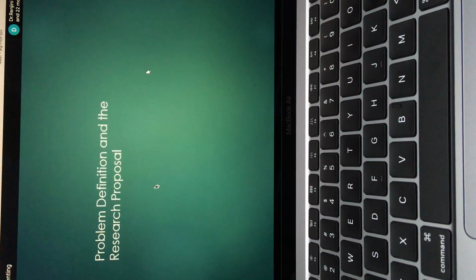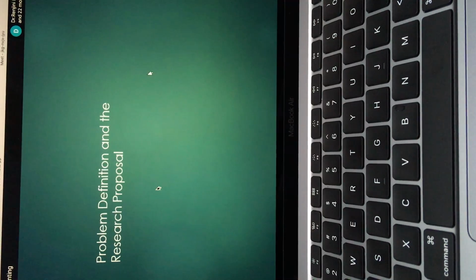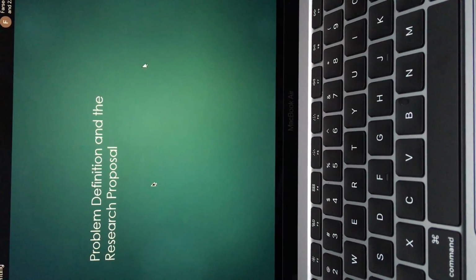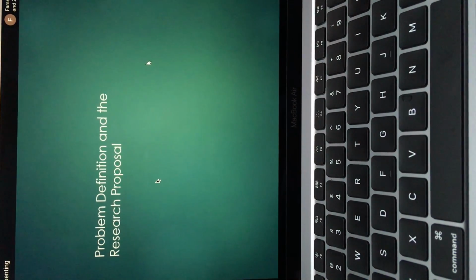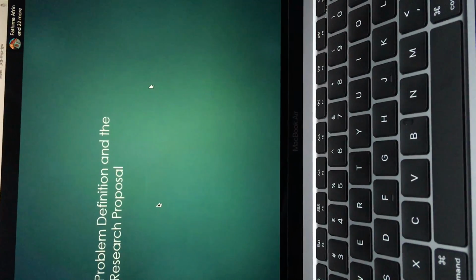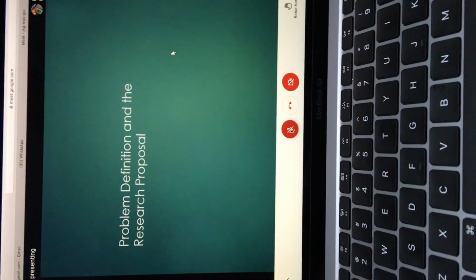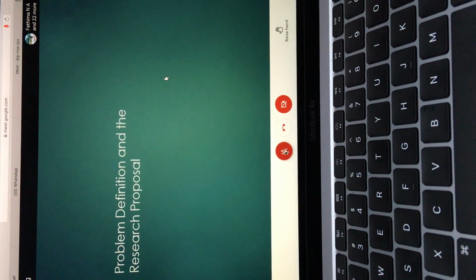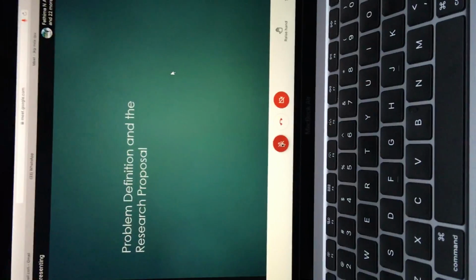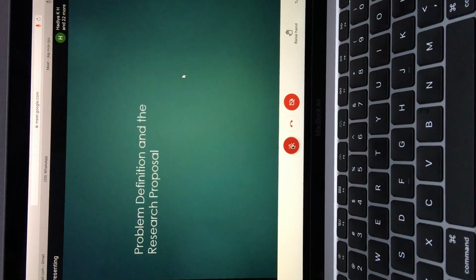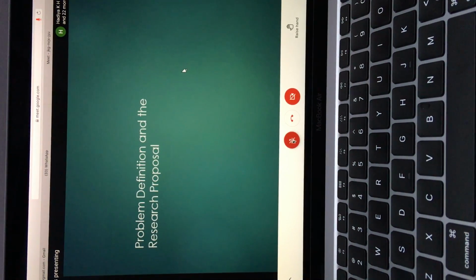What is the importance of research? And then we went on to discuss the research process, a typical process for carrying out a commercial business research. Okay. So that's what we discussed. So this particular research process has got different stages.